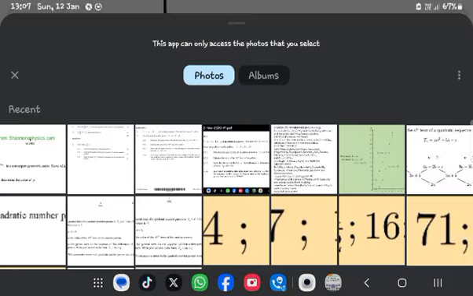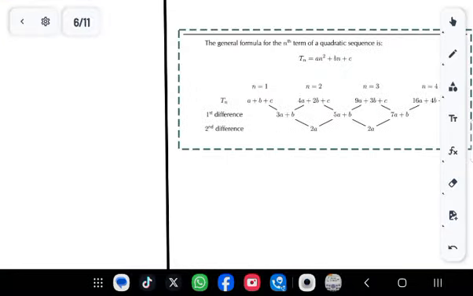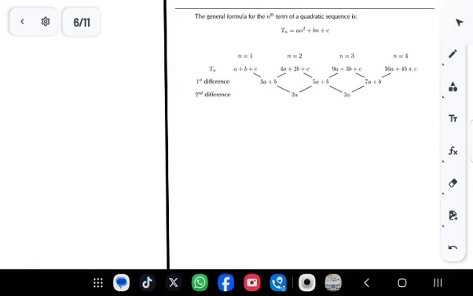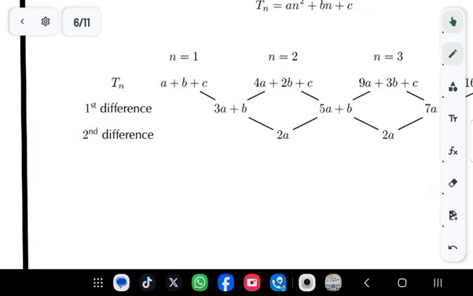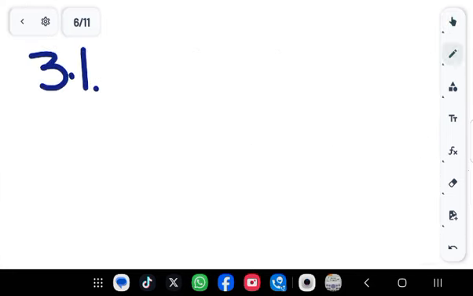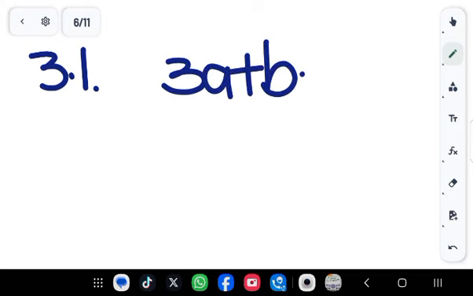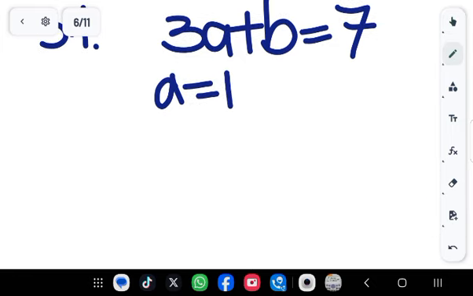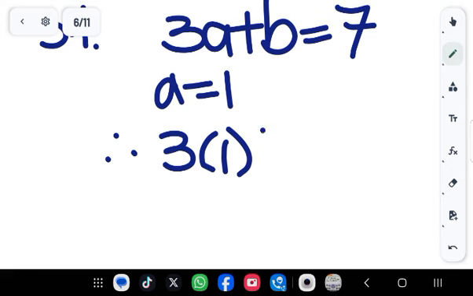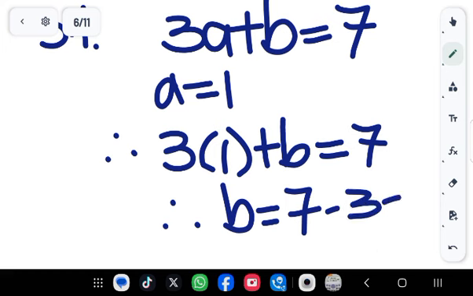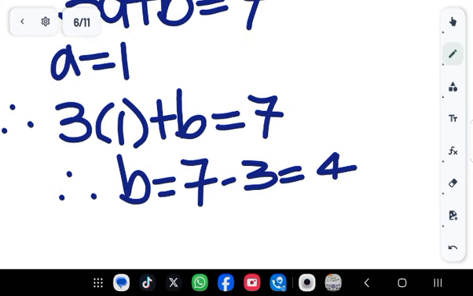Here is the net that we're talking about. We're told that the first term of the first level of differences is equal to 7, and this is what we are talking about. That's 3a plus b, and we are told that it equals 7. We also are told that a equals 1 and c equals 9, but we don't need that here. So we substitute and solve for b. b equals 7 minus 3, which equals 4. And there, it's proven.